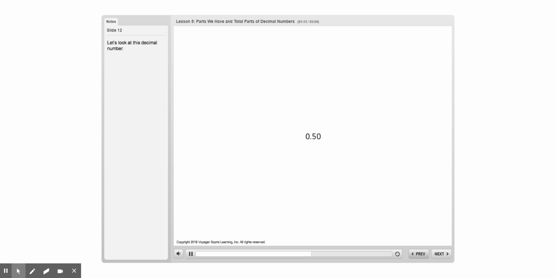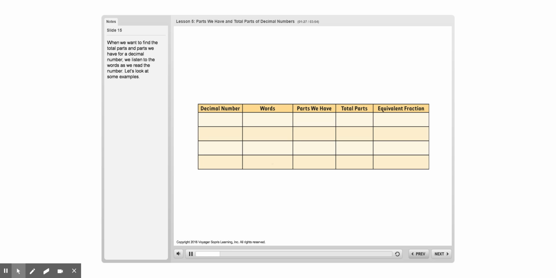Let's look at this decimal number. The 50 tells us we have 50 parts. The last digit is in the hundredths place. There are 100 total parts. When we want to find the total parts and parts we have for a decimal number, we listen to the words as we read the number. Let's look at some examples.